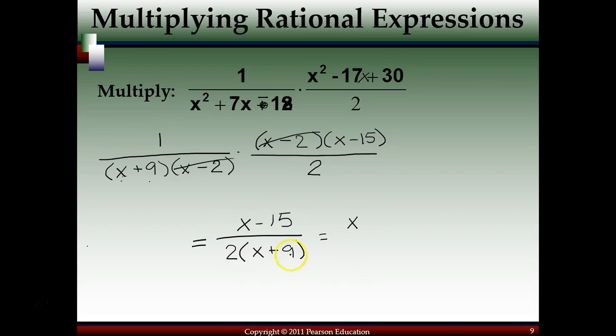Now you can leave it in this form right here. I'm totally fine with that, unless I say to multiply the factors out. If you want to multiply the factors out, then do that. Otherwise, don't, if I don't say so. Okay, so 2x plus 18. And you're done.